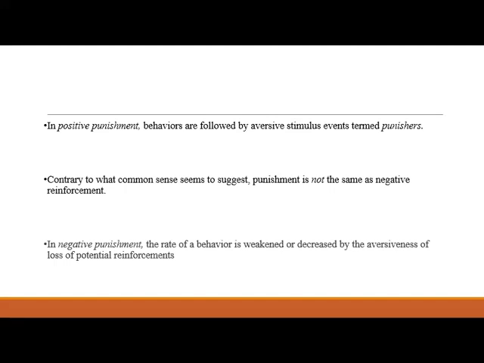In positive punishment, behaviors are followed by aversive stimulus events termed punishers. Contrary to what common sense seems to suggest, punishment is not the same as negative reinforcement. In negative punishment, the rate of a behavior is weakened or decreased by the aversiveness of loss of potential reinforcements. For example, a person is speeding and is caught by the police. If the person pays a fine, that is a punishment. That is an unpleasant outcome, so the chances of the person speeding in the future will decrease.